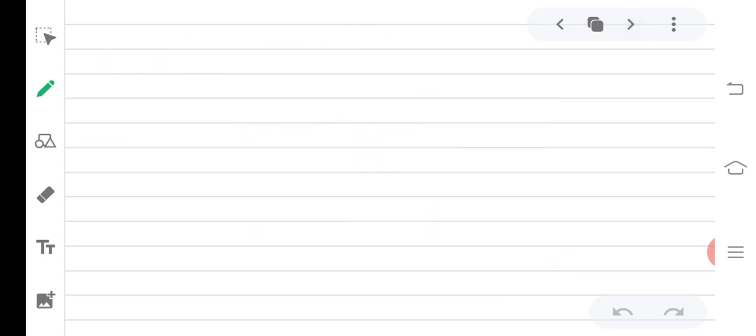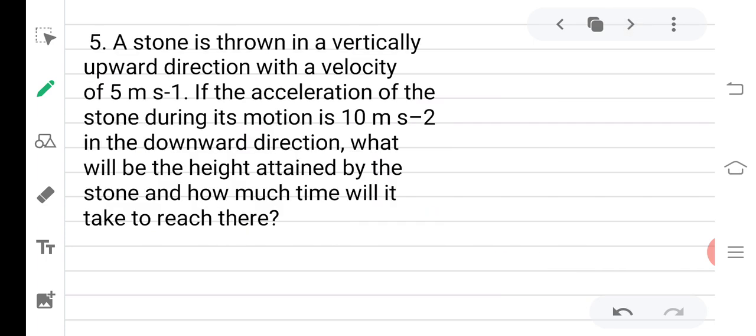The next problem is, see here, a stone is thrown in a vertically upward direction with a velocity of 5 meter per second. If the acceleration of the stone during its motion is 10 meter per second square in the downward direction, what will be the height attained by the stone and how much time will it take to reach there?